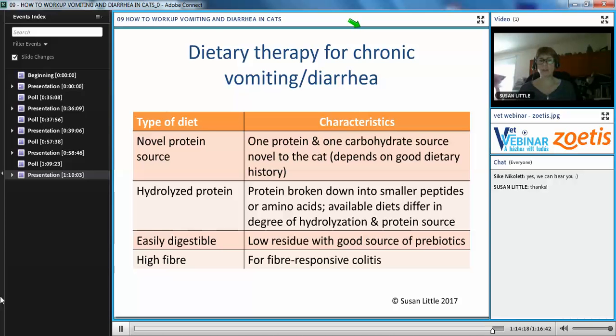The good news is it usually only takes about 2 weeks to know if a diet trial is working. If it's skin disease, we tend to need a much longer diet trial, but if it's gastrointestinal disease, usually we'll see a response, if there's going to be one, within 2 weeks. So if we don't have a good response within 2 weeks of feeding a diet trial, we can move on and we can try another diet.